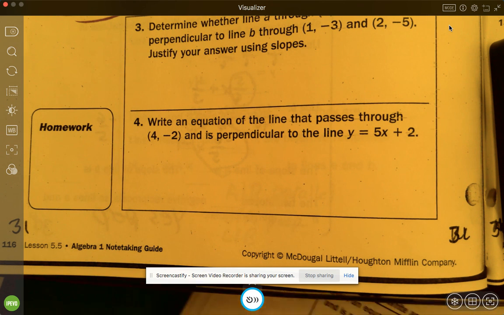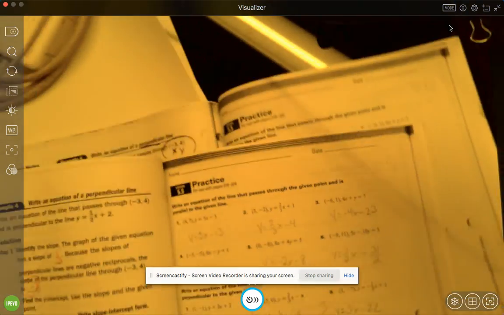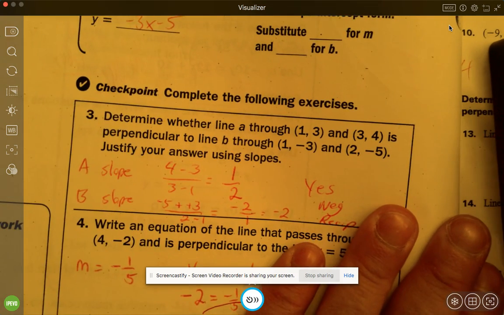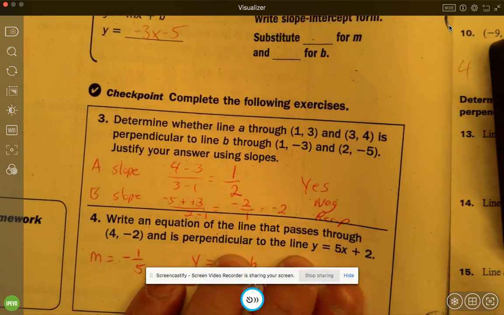Okay, so if you did it right for number 3, hopefully you put yes, they are negative reciprocals. So when you get the slope, you get 1/2 for slope A and -2 for slope B. So yes, they're negative reciprocals.